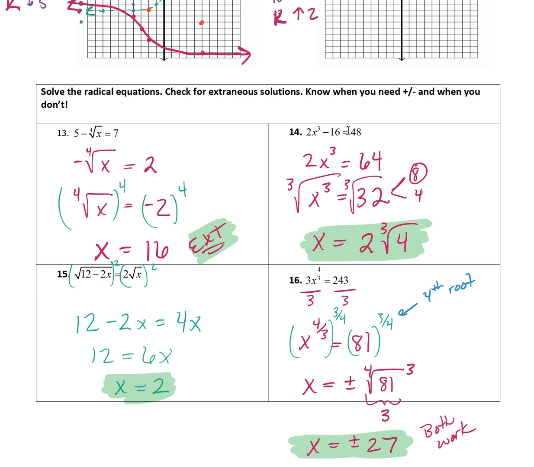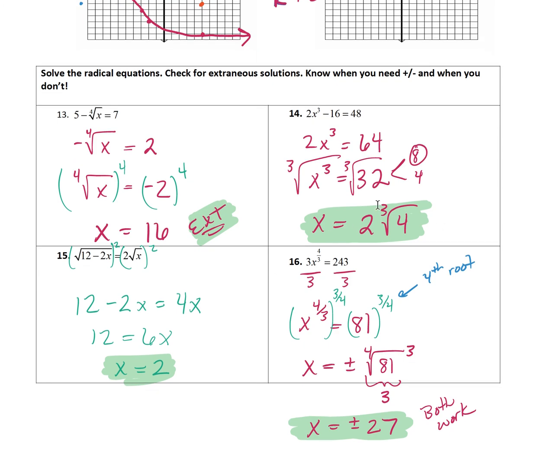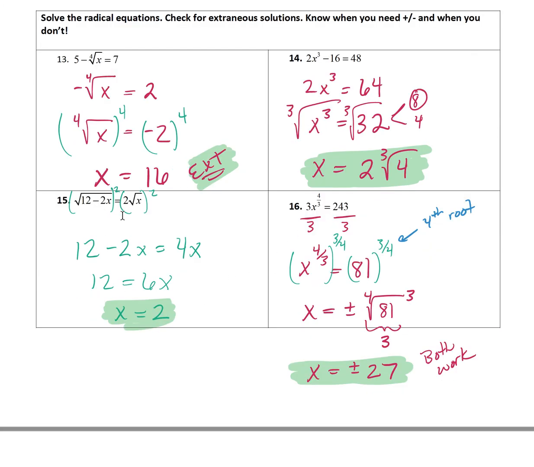On this one, we're going to move over the 16, then divide by 2, and then at the end, take the cube root of everything. And then we do have to simplify the cube root of 32. 32 is not a perfect cube, but it is 8 and 4. Cube root of 8 is 2, and then we're good. You will have to simplify all the way down to here. Here we're going to square both sides of the equation and get 2, and then we're going to check our answer to make sure it works, and it does.